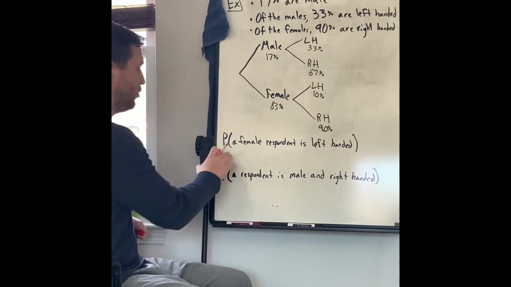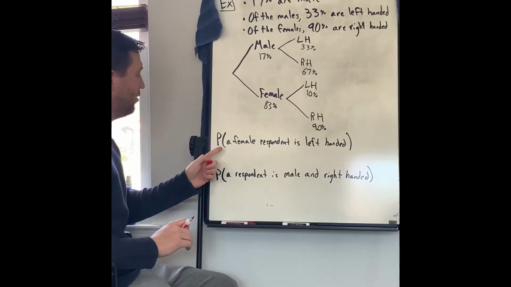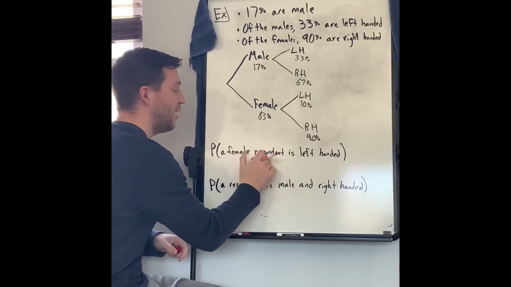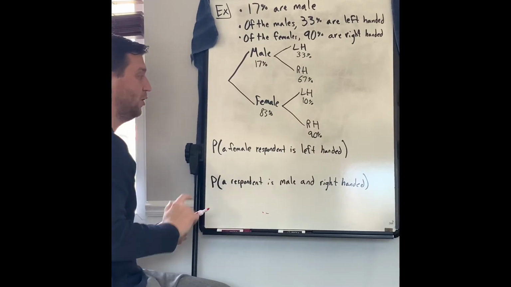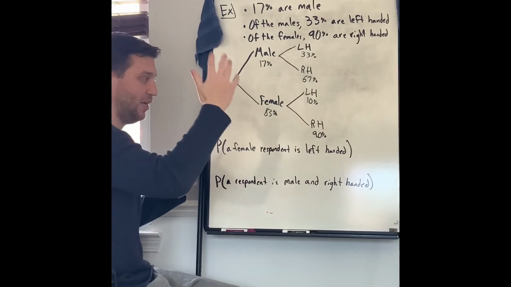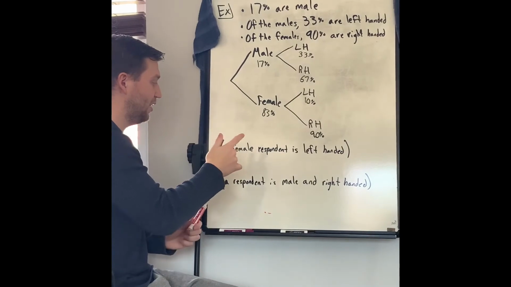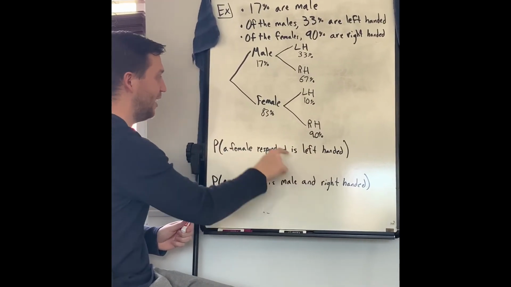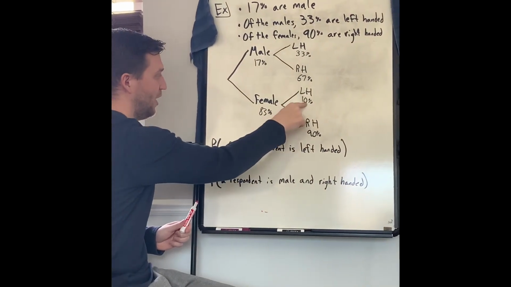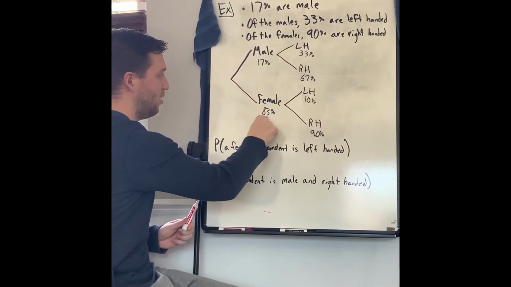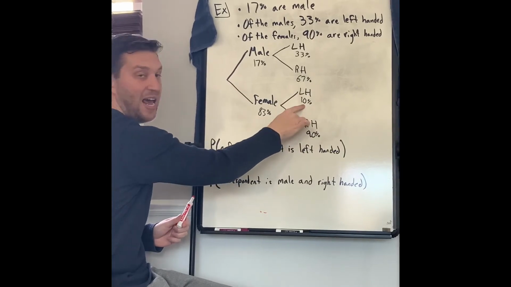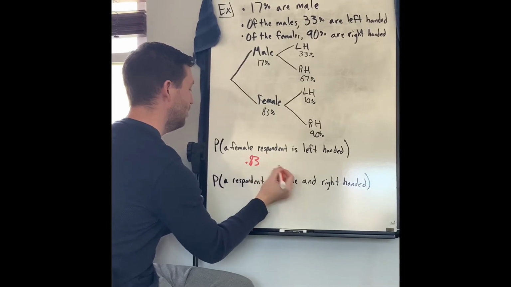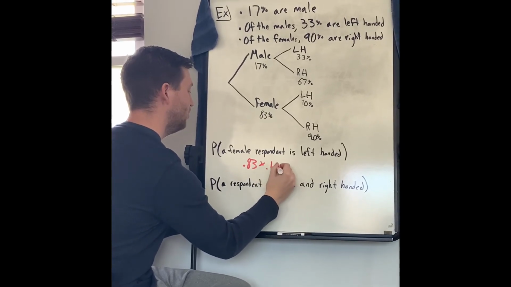So let's take a look at our first problem here. It says the probability that a female respondent is left-handed. Okay, so basically what I want to do is take your pencil, finger, whatever, and just trace a path. Make sure it goes over a female that is left-handed. So these two spots, female, left-handed. That's 83% times 10%. So that would be 0.83 times 0.10.